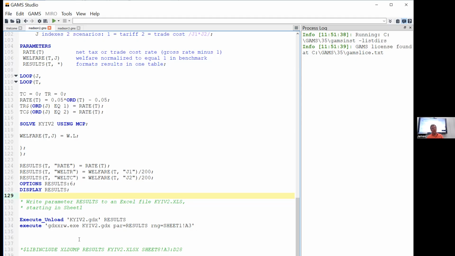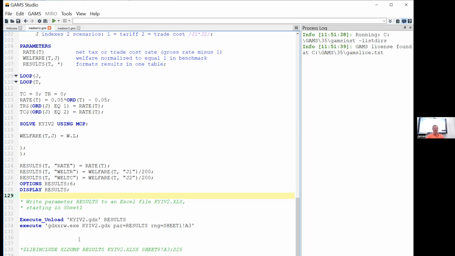So I think GDX XRW took me a long time to figure out that that actually means something, because they don't tell you in the GAMS manual. I think it stands for GAMS Data Exchange Excel Read and Write. If it doesn't, that fits anyway. That's how I remember what it is. There's nowhere in the GAMS user guide that tells you that that's what that means. Like you go, what, GDX XRW?